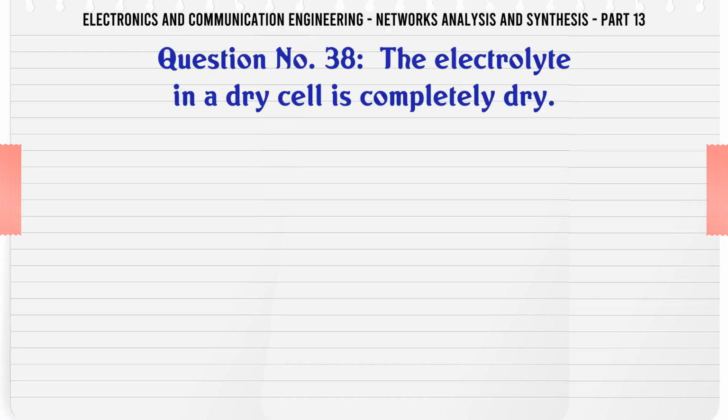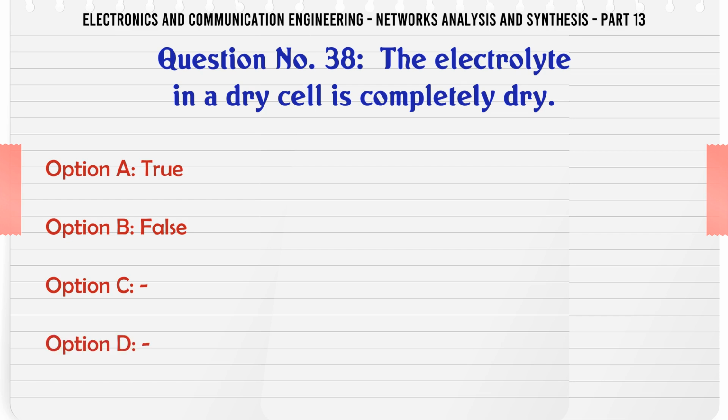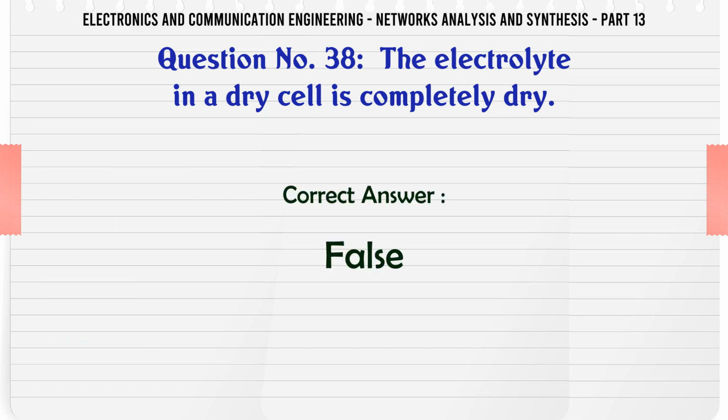The electrolyte in a dry cell is completely dry. A. True. B. False. The correct answer is false.